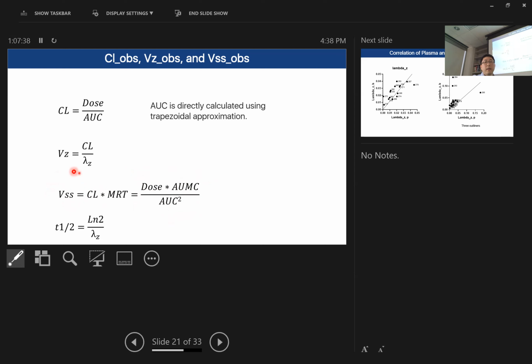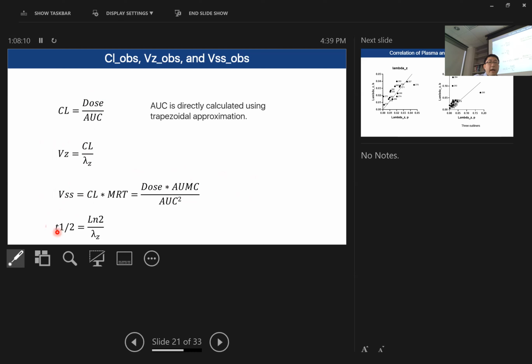That's why a lot of the reporting, they report this steady state volume of distribution. They don't report this one. Because this is based on fitting, so you may propagate the errors, but this is probably more reliable. But if you get a good PK curve, these two numbers are essentially the same, not much difference. So yeah.